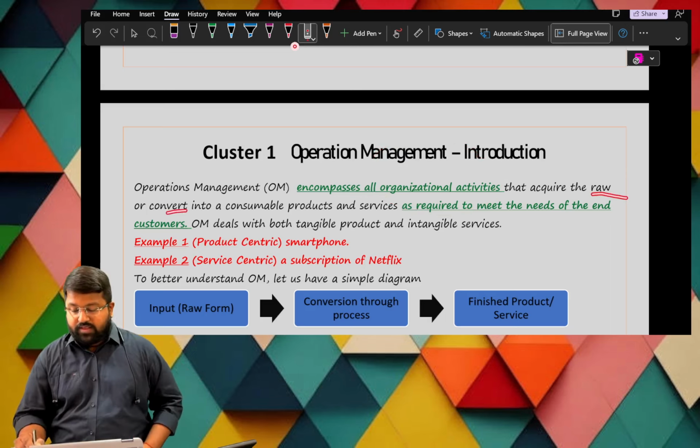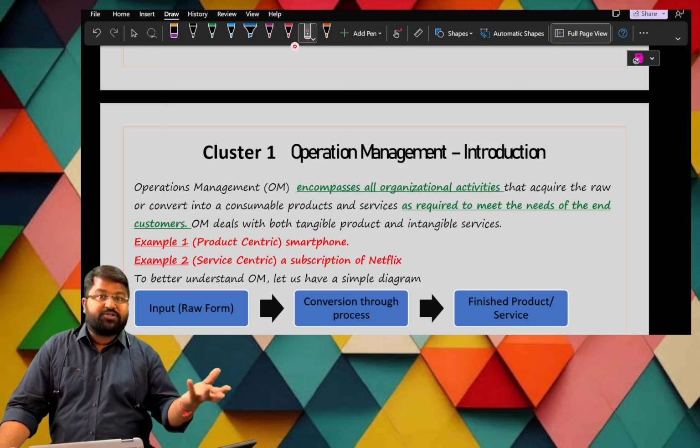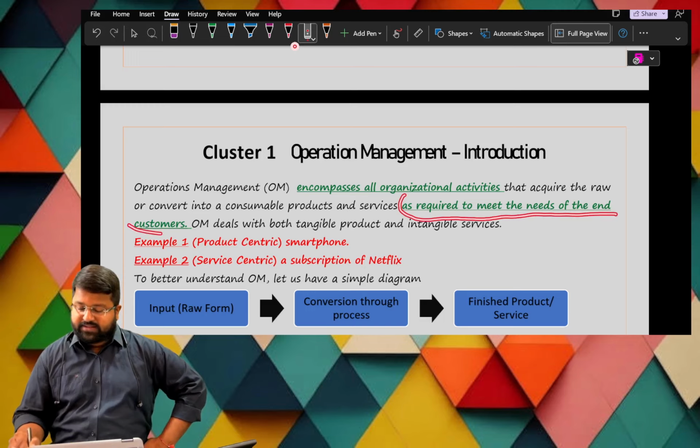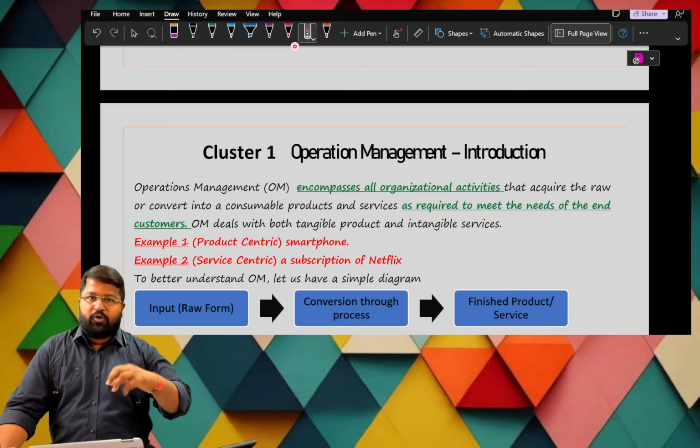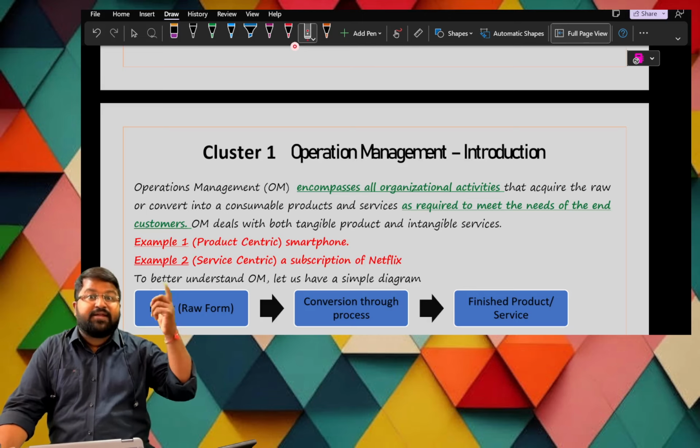That require raw material, convert into consumable products and services. They are converting into products and finished product, as required to meet the needs of the end customers. We are procuring raw material and we are making products so that they satisfy the needs of customers.